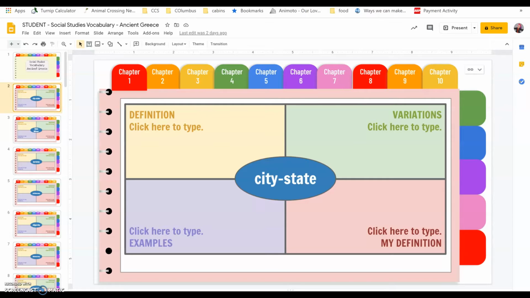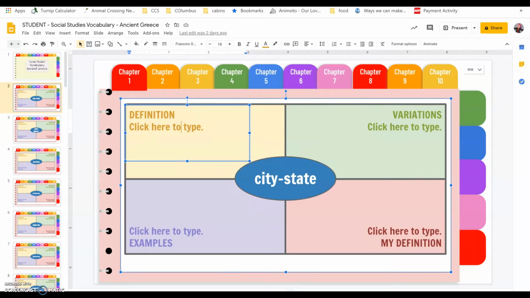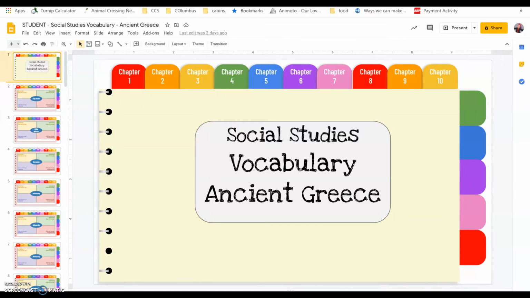I'm not going to change chapter 1, but you saw the rest of the chapters don't have their vocabulary in them yet. So what you're going to do on these vocabulary slides is click where it says click here to type. Delete that and type in the definition or the variations or examples, and write the definition in your own words. You'll do this for all 8 words. As we go through the presentation, you will see the definition to these. So you'll need to use this as we're learning. We'll use this for all 10 chapters.